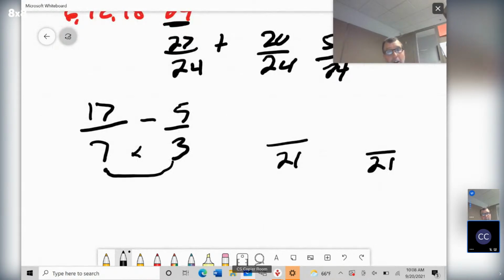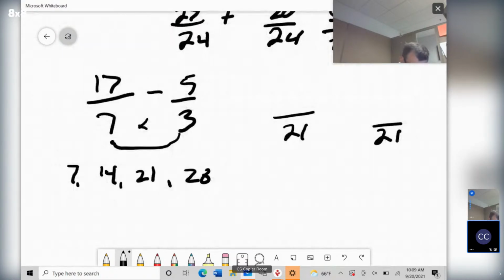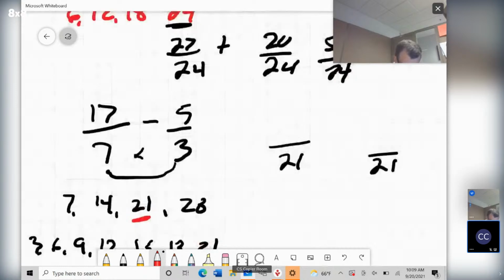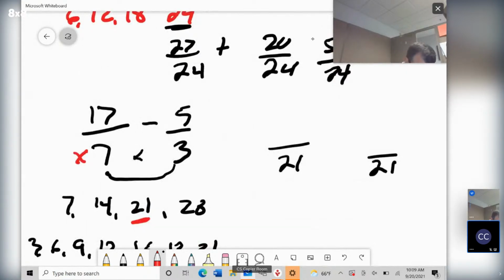So if we factor it out, it's going to be 21. So you can certainly always multiply two numbers times each other. Just to show you how that works, it'll be 7, 14, 21, 28. And then if we do the threes, we'll do 3, 6, 9, 12, 15, 18, and 21. And we see that 21 is the least common multiple. So that's going to be our new denominator. So we've got over 21. 7 times 3 is 21. And then 3 times 17 is 51.